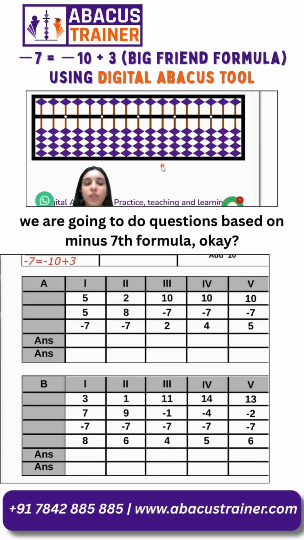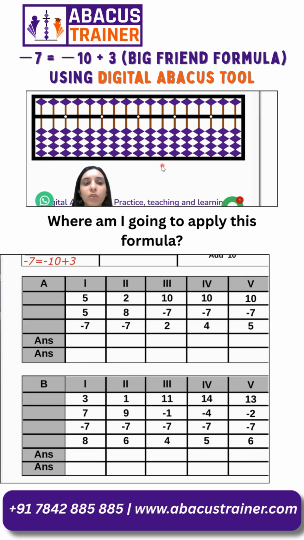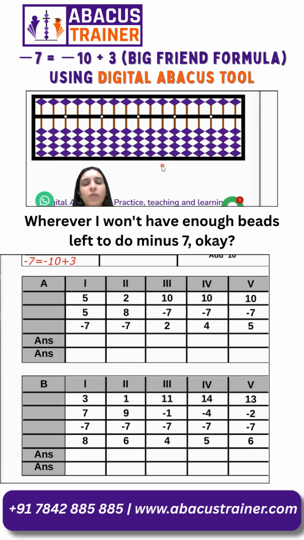In today's session, we are going to do questions based on minus 7's formula. Okay, so what is the formula of minus 7? It is minus 10 plus 3. Where am I going to apply this formula? Wherever I won't have enough beats left to do minus 7.